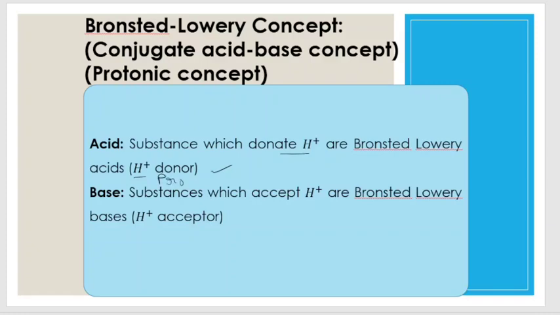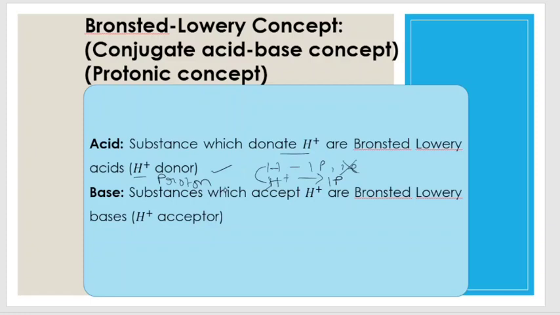Now, what is the second theory of acid and base? Bronsted-Lowry theory. According to the Bronsted-Lowry theory, the substance which donates the H plus ion, nothing but Bronsted-Lowry acid, is the H plus donor. H plus is nothing but proton. Why is it called proton? If we consider the hydrogen, it contains one proton and one electron. If we consider H plus, by losing the one electron only, it is converting into H plus. That means it contains only one proton. That is the reason why H plus is called proton.